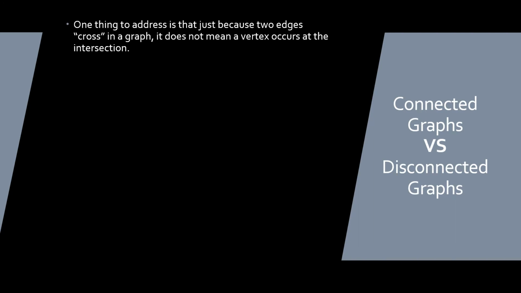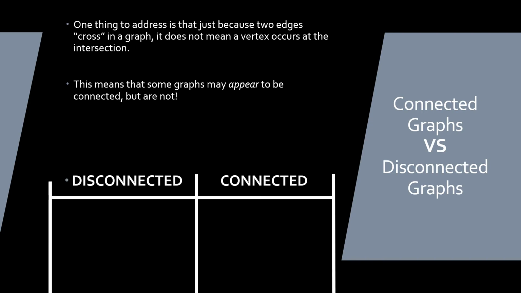By the way, if two edges cross in a graph, like there's an overlap, that doesn't actually mean a vertex occurs. Sometimes this can be a little confusing, which means that it might look like certain graphs are connected, but they're not, I promise. So I'll give you an example of a slightly trickier one.